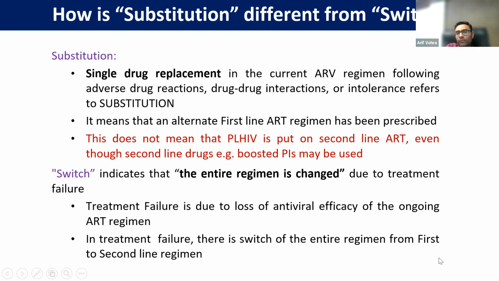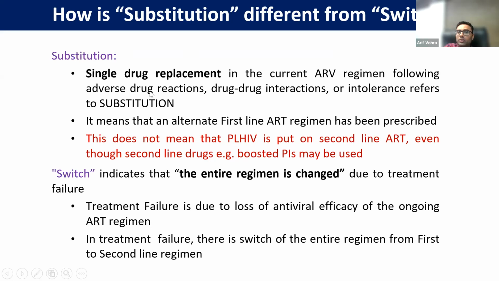But in pediatrics, many a time a drug from the same class may not be available, so we need to choose from some other class also. When we do it, a single drug replacement will still be considered a substitution. Switch is when you change the entire regimen, all three drugs. It may be because of a treatment failure, or because of some adverse drug reaction. This is the difference between substitution and switch.